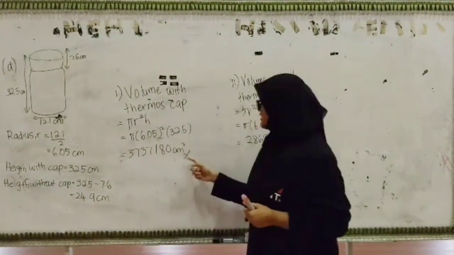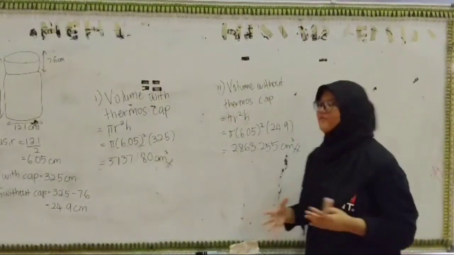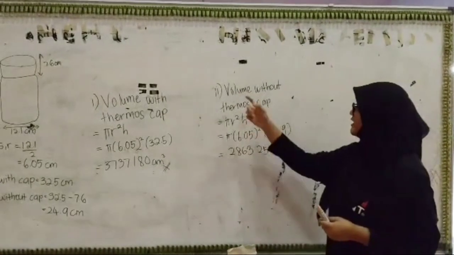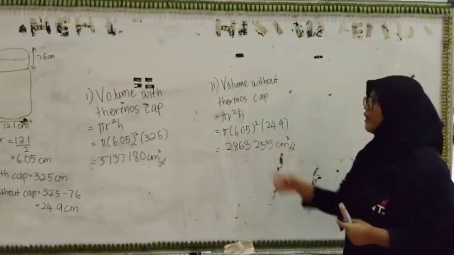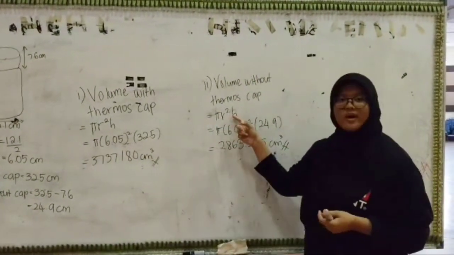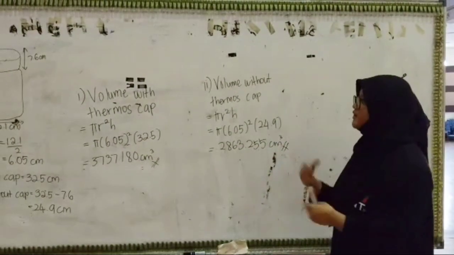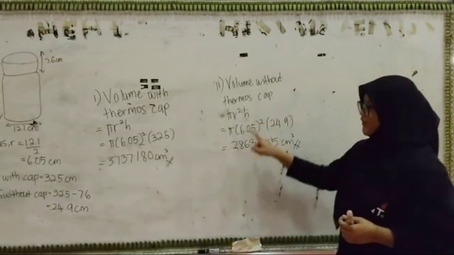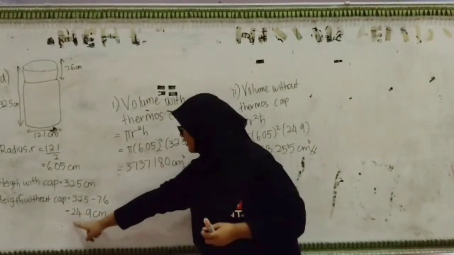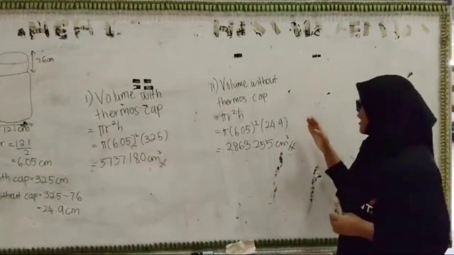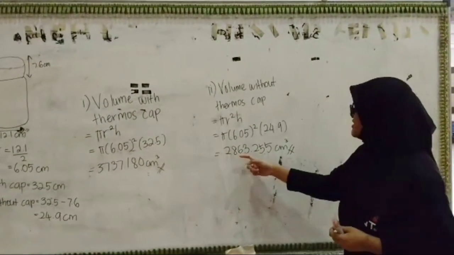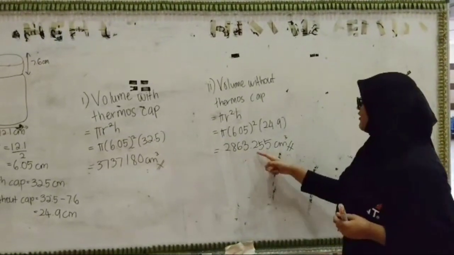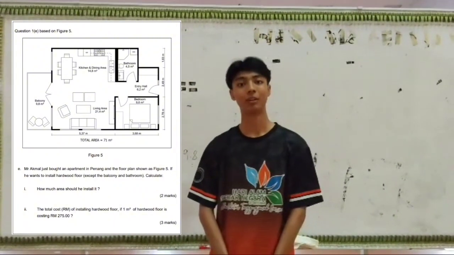3,737.18 cubic centimeters. However, for the second question, they ask for the volume without the thermos cap. With the same formula, pi r squared h, we just need to substitute the values. r is the same, 6.05 squared, and for the height we use the height without the cap, which is 24.9 centimeters, and we get 2,863.255 cubic centimeters.